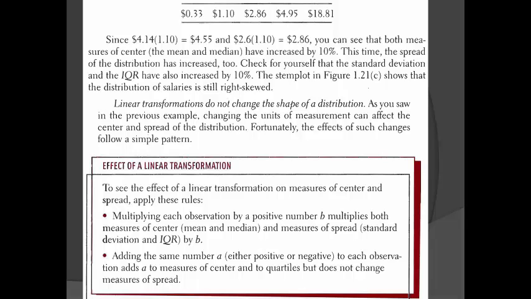All right, and down below we have the effects of a linear transformation. We multiply each observation by a positive number b. It multiplies both the measures of the center, that's the mean and the median, and the measures of spread, the standard deviation and IQR, by that value b. And adding the number a, either positive or negative, to each observation adds a to the measures of center and to the quartiles, but it does not change the measures of spread, which we are talking about in this situation, standard deviation or the IQR.